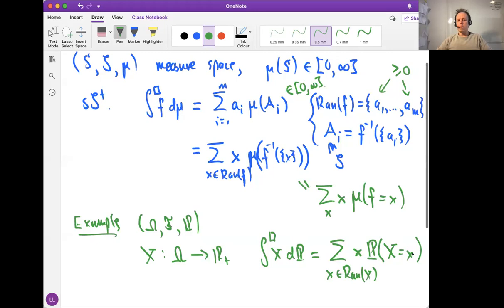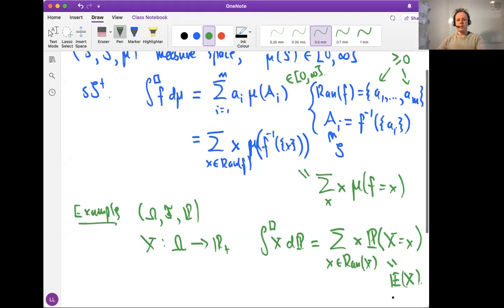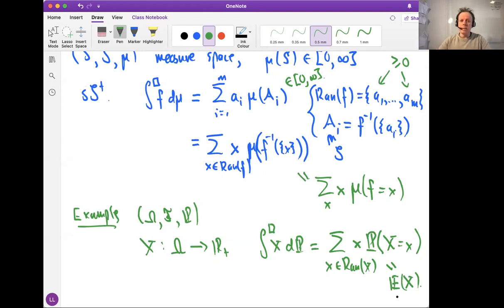So what you see on the right is what is actually used in the basic course in probability and statistics as the definition of the expectation of a random variable X. So this example illustrates that when we plug in mu as a probability measure, then this integral corresponds to this type of expectation of a random variable X.